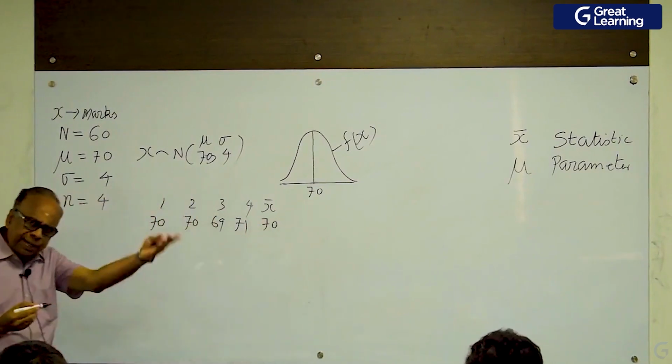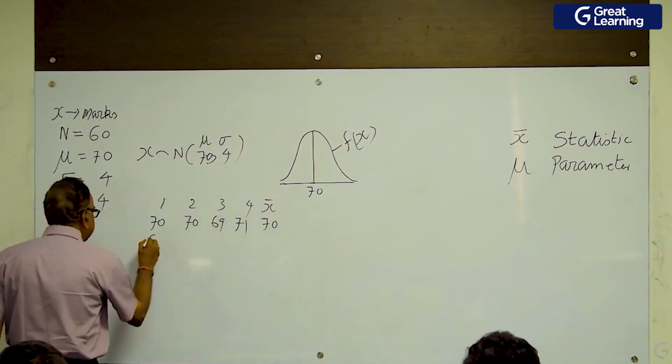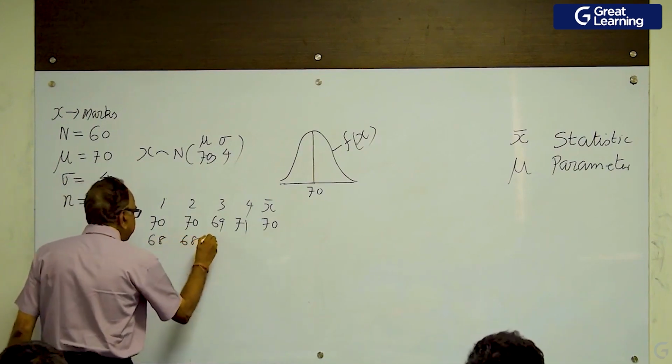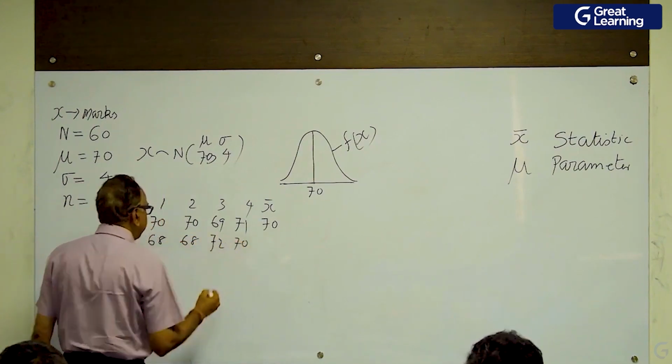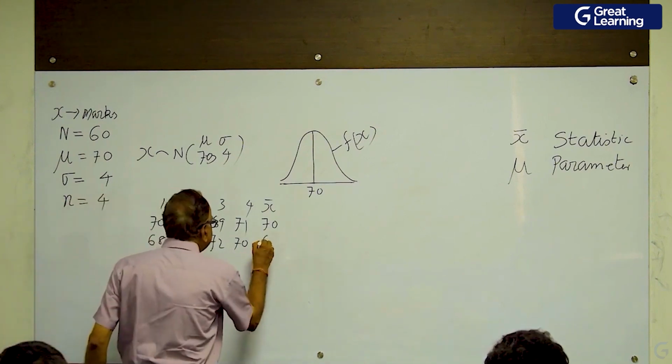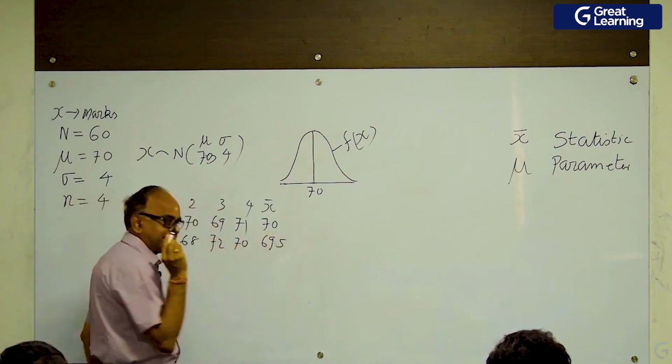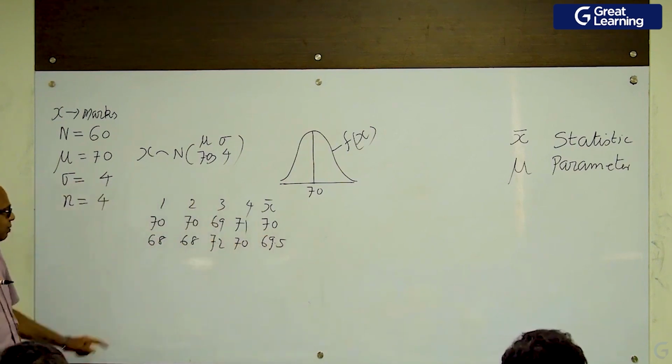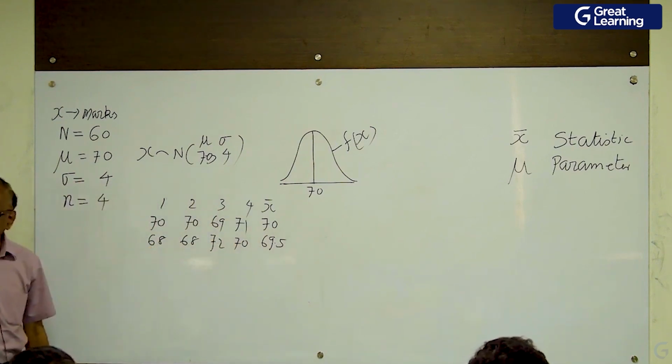Then I take another random sample, let's say 68, 68, 72, 70. Compute the mean. 69.5. Are you correct? Okay, 69.5. He says that. If it is wrong, you should ask him.